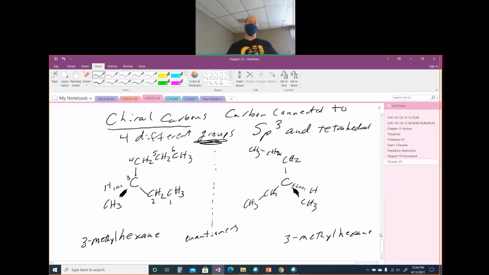Just like when you had your cis and trans, it was still your 2-butene. You had cis-2-butene, you had trans-2-butene. When you have a chiral carbon, that means a carbon connected to 4 different groups. You have a naming system that is not cis-trans. It is going to be called RS, where R goes clockwise and S is counterclockwise.